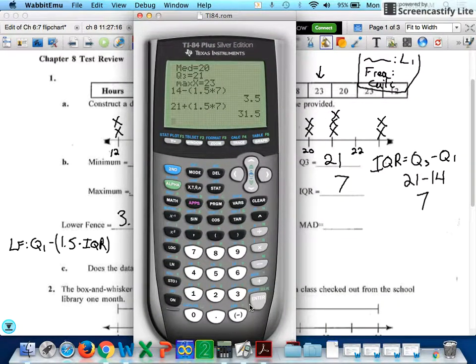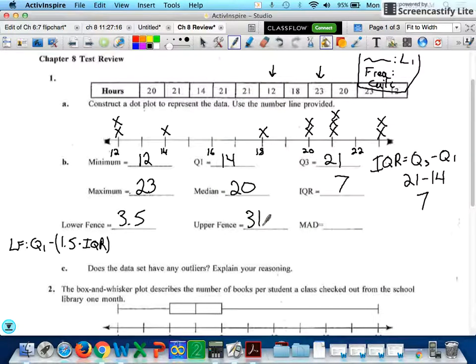That upper fence is 31.5. And before I find the MAD, I go ahead and start considering this third question that says, do you have any outliers? Well, in this data set, an outlier is anything less than 3.5, less than our lower fence, or greater than 31.5, our upper fence. I looked through my data, I knew my lowest number was 12, so there's nothing on the lower side, nothing less than 3.5. And with my maximum being 23, I know there was nothing higher than 31.5, nothing outside of my fences, so there were no outliers.